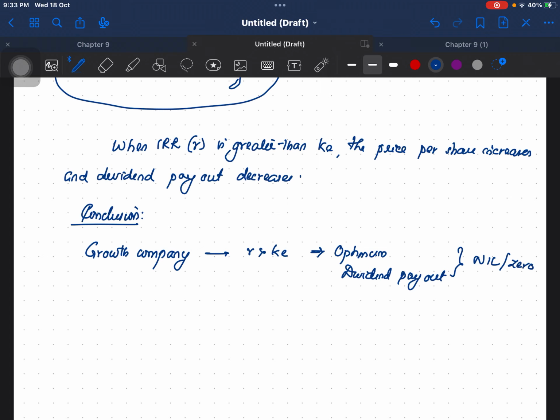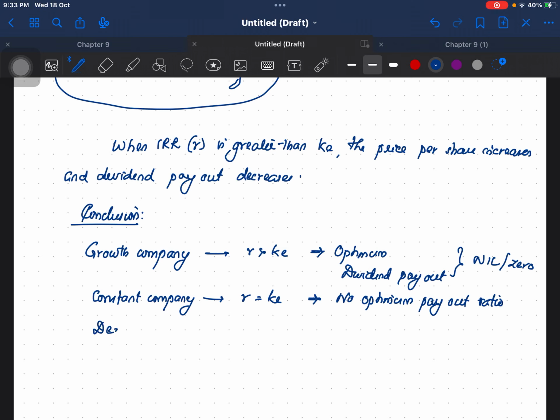Now in a constant company, that is R equals KE, so it is an indifference point, so there is no optimum dividend payout ratio. Which means whatever dividend you are paying or whatever dividend ratio you are following, that is indifferent.